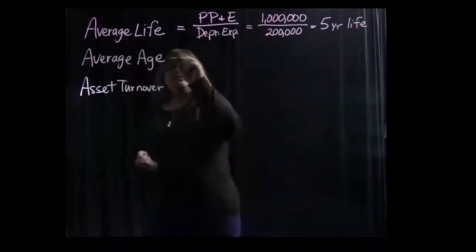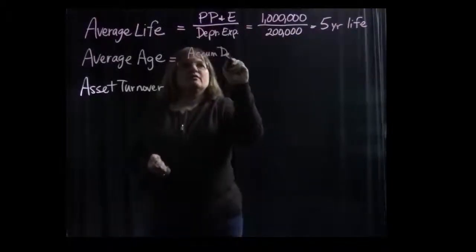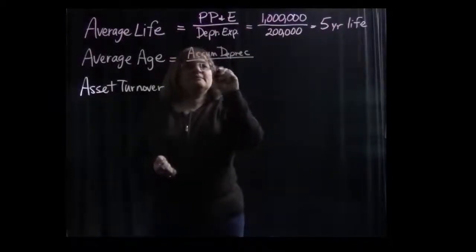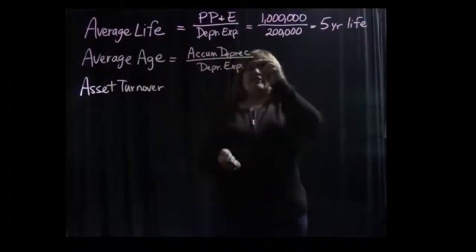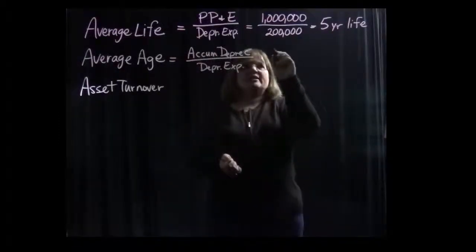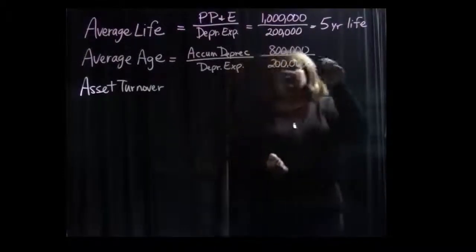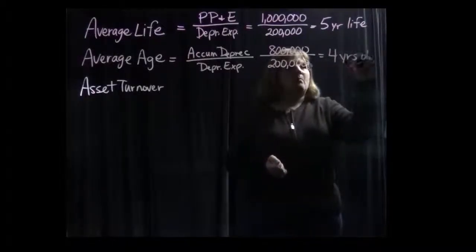The average age, we're going to take the accumulated depreciation and we're going to divide that by the depreciation expense. And so, for example, if this company had accumulated depreciation of $800,000 and its depreciation expense was $200,000, then you know that the average age of the assets is 4 years.